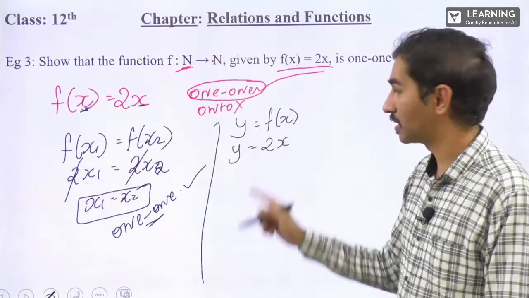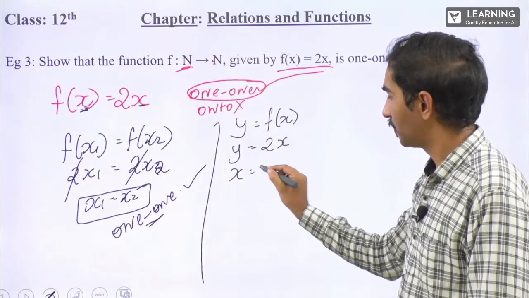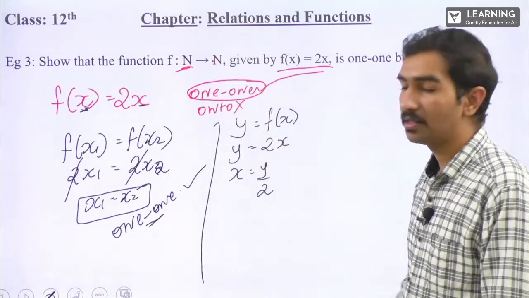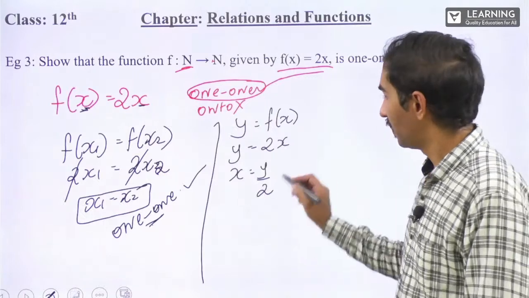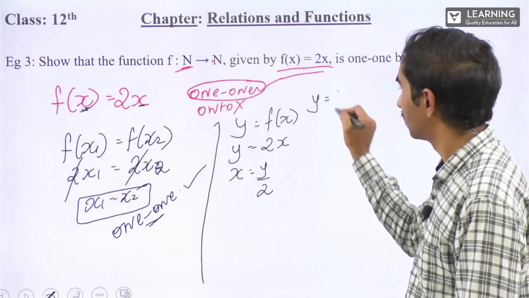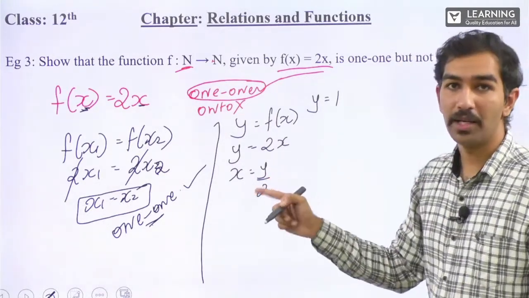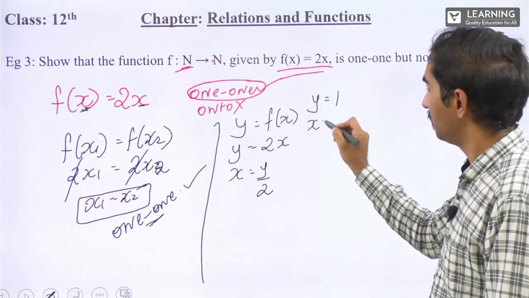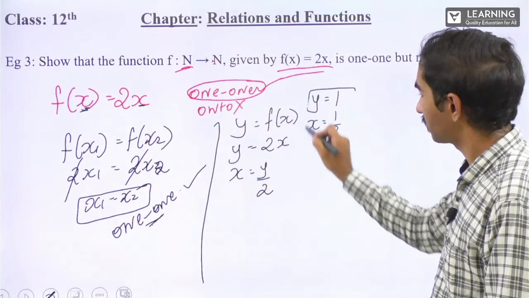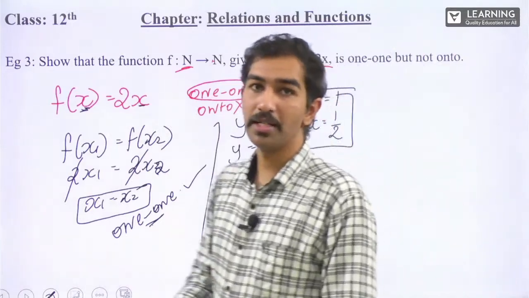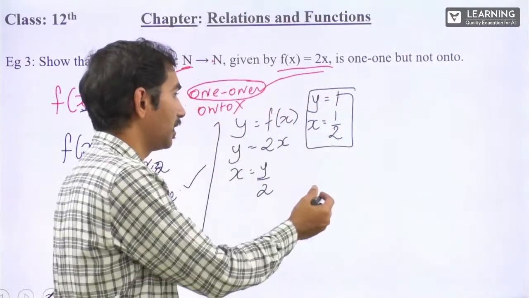So what is x here, students, then? Send 2 to that side. X will be equal to y by 2. Okay. Now when y is equal to 1, in the place of y if you put 1, what is x equal to? X will be equal to 1 by 2. Correct? If you put y is equal to 1, x will be equal to 1 by 2.